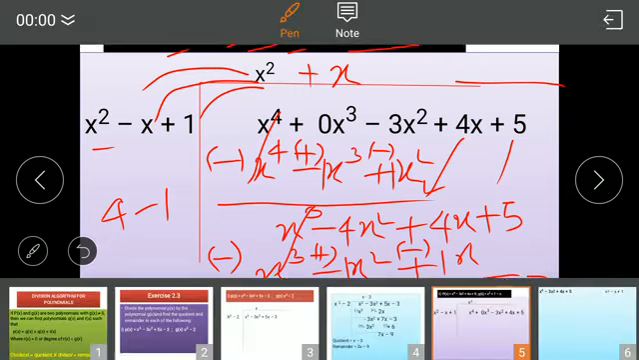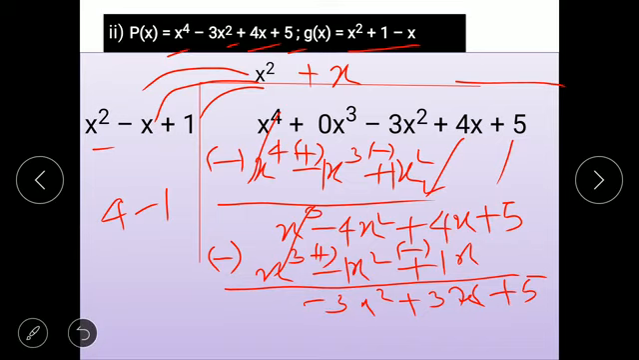Now same way, take the first term. What is the first term there? Yes, minus 3x square. Minus 3x square divided by x square. Cancel. The answer we are getting is minus 3.